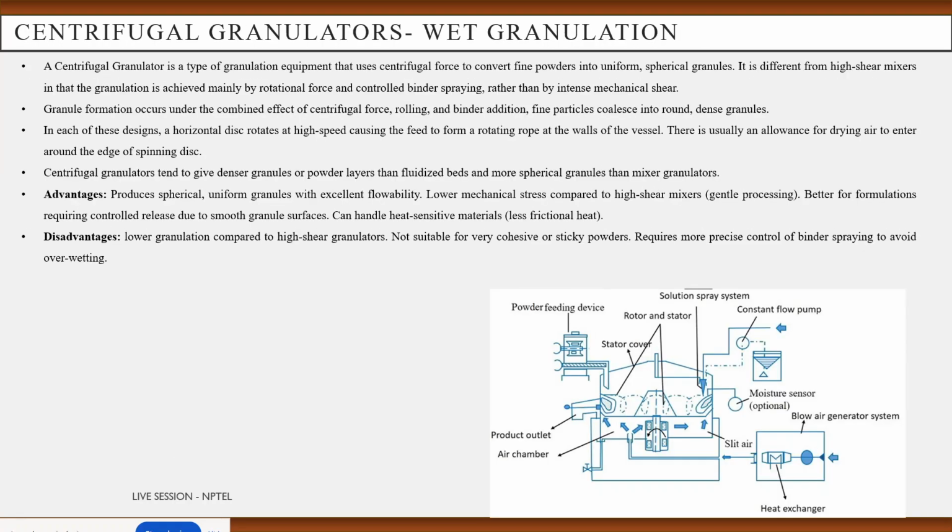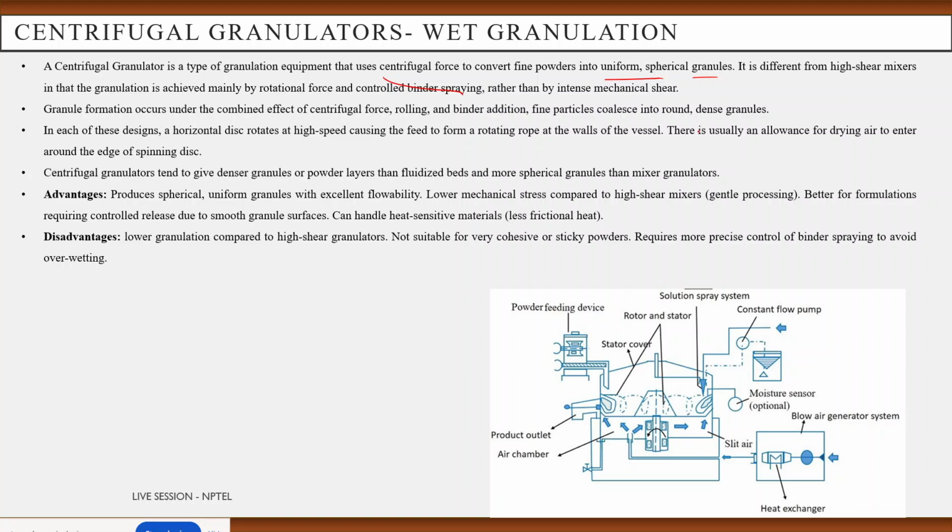Next, we are going to discuss the centrifugal granulator, which is also part of the wet granulation process. Here the equipment uses centrifugal force to convert fine powders into uniform or spherical granules. Every time I say spherical granules, that is the ideal scenario. In the real process, the granule may not follow a perfectly spherical shape, but it is still effective enough to form agglomerates in the desired size range.